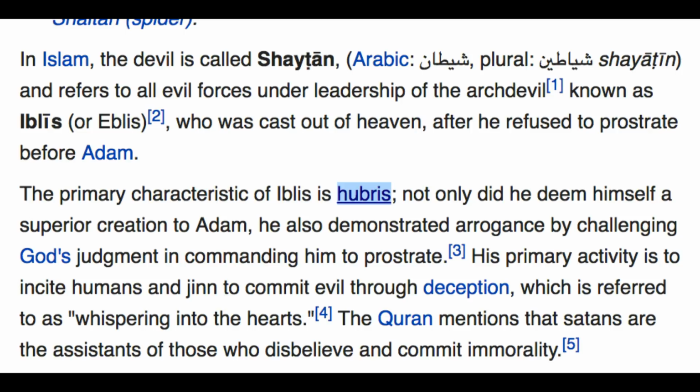The Quran mentions that Satans are the assistants of those who disbelieve and commit immorality. So the Quran is making Satans plural, right? Satans. And it says they're the assistants of those who disbelieve and commit immorality. So it seems to be a type of people based on what they do. Or a type of, not people, but just entities, based on what they do.